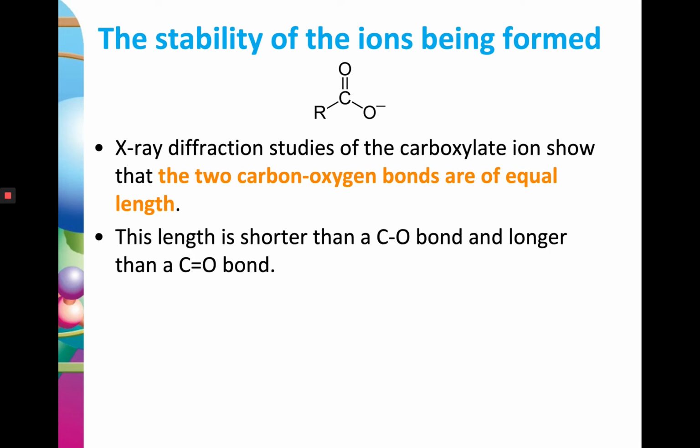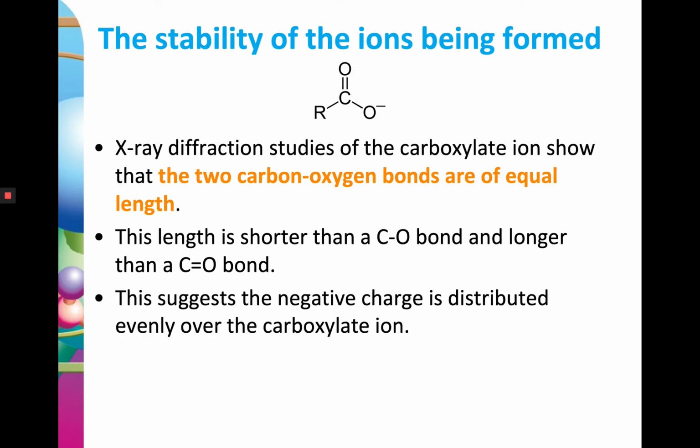Not only that, but what we also discover is that the length that they both have is shorter than a carbon-oxygen single bond and longer than a carbon-oxygen double bond. It's somewhere in between. So one of the things that suggests is that the negative charge, what we currently are showing here as being just on one of the oxygens, is actually distributed evenly over that carboxylate part of the molecule, over the COO. So it's being evenly distributed over the two.